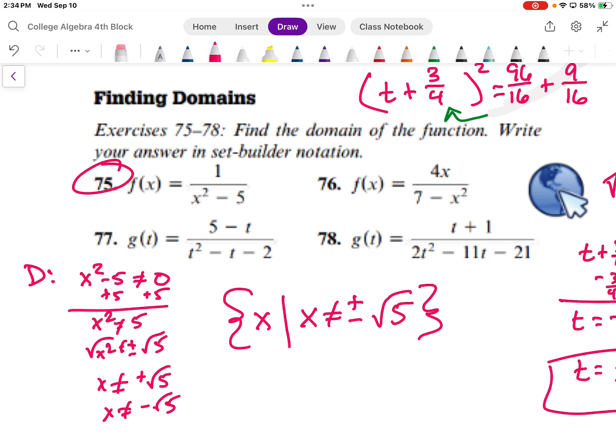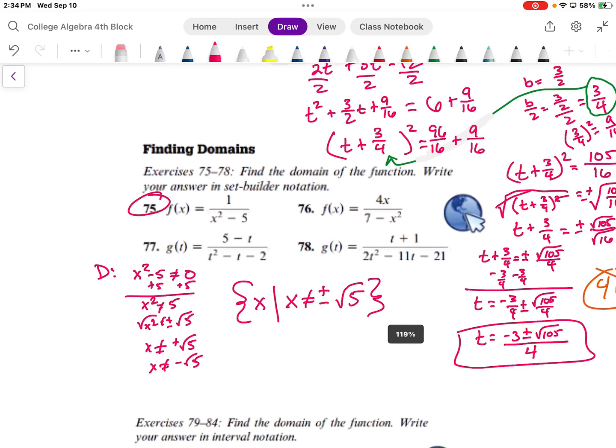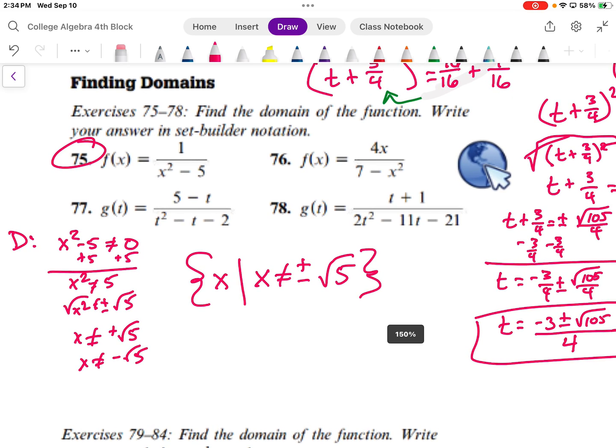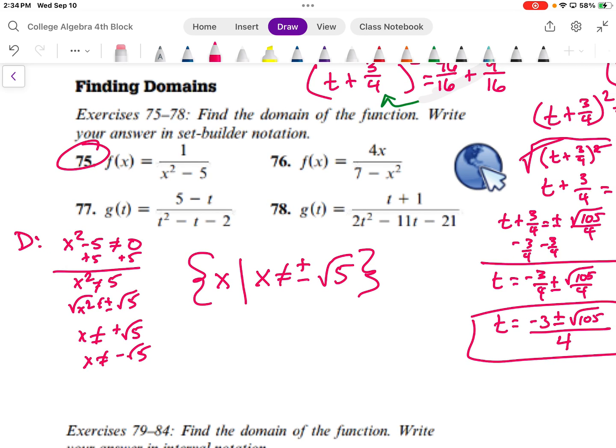So, boom, boom, boom, boom. All right, there's your domains. We don't care about the top; it's the bottom. So, on 77 and 78, we just set the bottoms not equal to 0 and factor and solve, or use the quadratic formula to find the 2 numbers that are not allowed to be used. Okay?